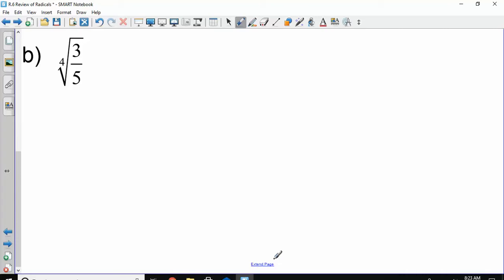When you have a fraction under a radical, you can split it up. So we could say the 4th root of 3 over the 4th root of 5. I'm not worried about the top, but on the bottom, I have one 5 down there. How many do I need? We need 4 total, so we need how many more? 3 more. So I'm going to multiply by the 4th root of 5 to the 3rd.